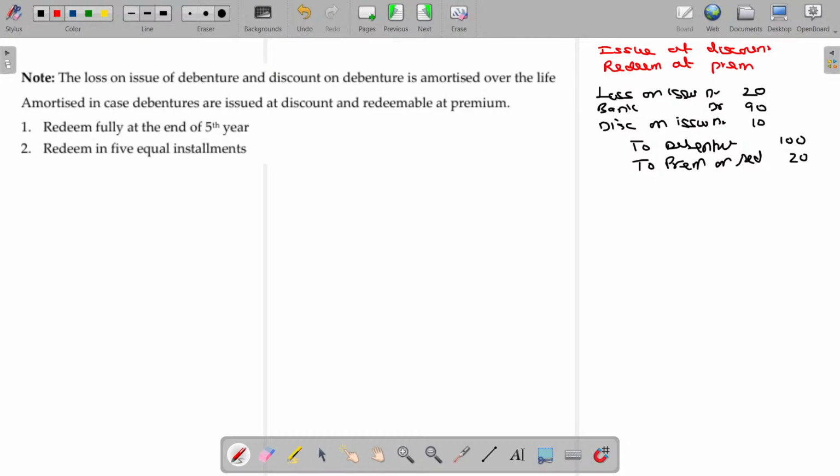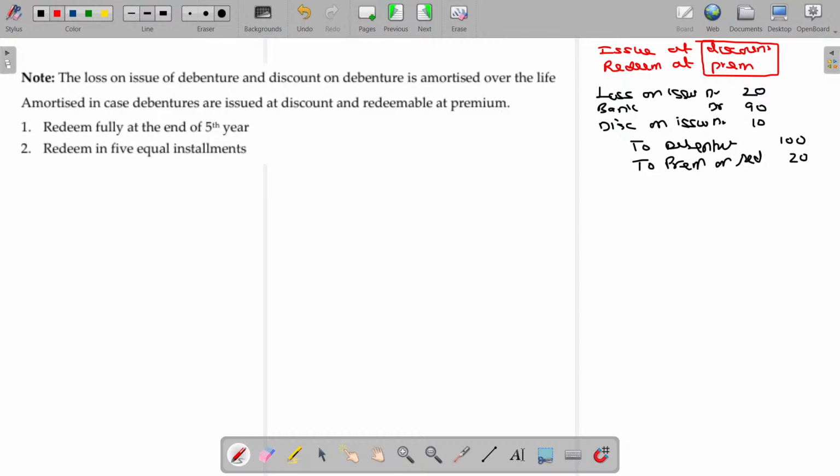Because of this scenario, what could be your loss? Discount on issue is a loss. Supposed to pay an additional amount at the time of redemption, also one more loss. So these are the two losses we face. Am I right? Clear?